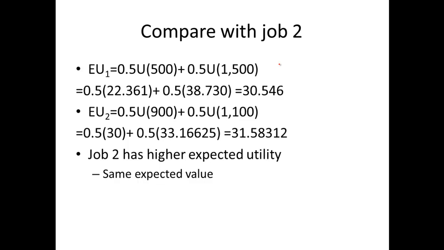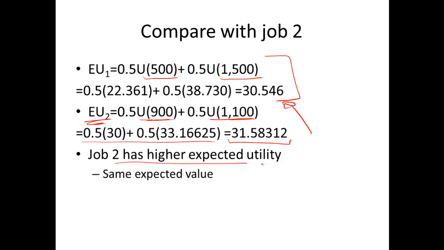Okay? So, here's the calculation we already did for job 1, and its probability weighted utilities of 500 and 1,500. Here we'll do it again for job 2, where the two wealth possibilities are 900 and 1,100, so the utility possibilities are u of 900 and u of 1,100. When we calculate this one out, we get expected utility of 31.58 and so forth, which is bigger, not surprisingly, than the expected utility of job 1, which was more risky. So, job 2 has higher expected utility. It has the same expected value, but higher expected utility. And that's, of course, related to the fact that it had less risk.